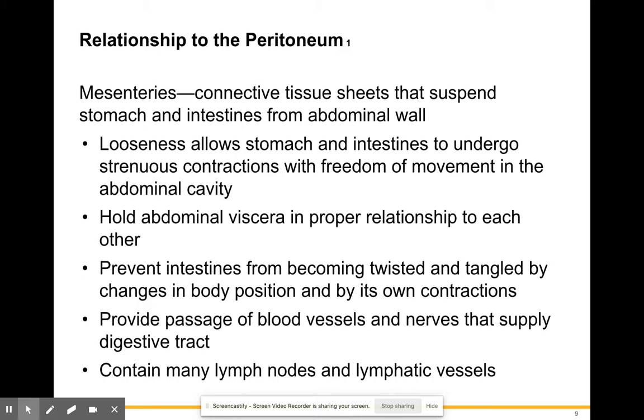So the mesenteries keep your digestive organs, or the organs of your gut, in place, but it also allows them to move in ways that they need to move in order to accommodate digestion. They hold the abdominal viscera in proper relationship to each other. Basically, that means that it's not going to allow your organs to switch places with each other, because that could lead to problems, right?